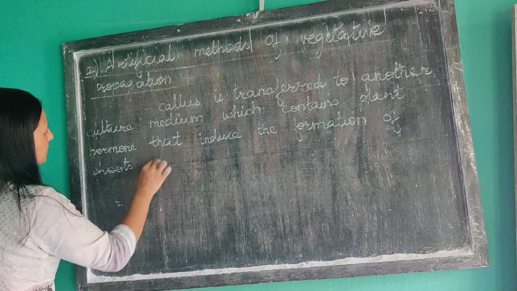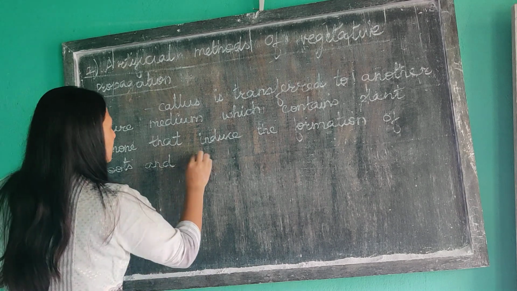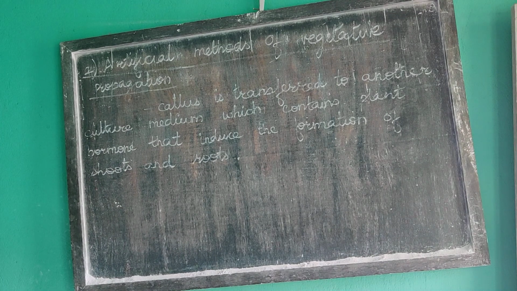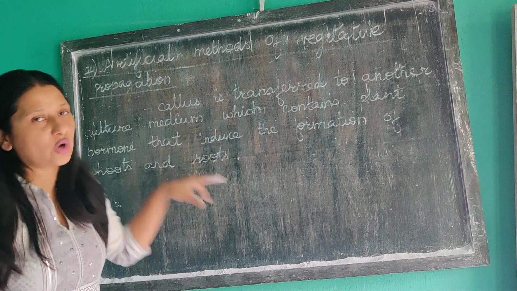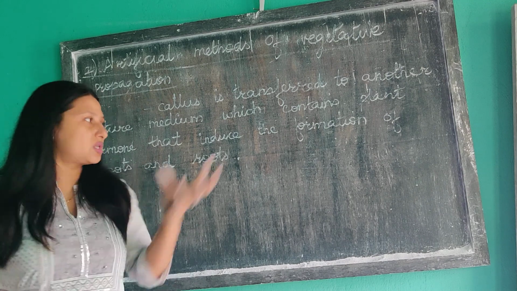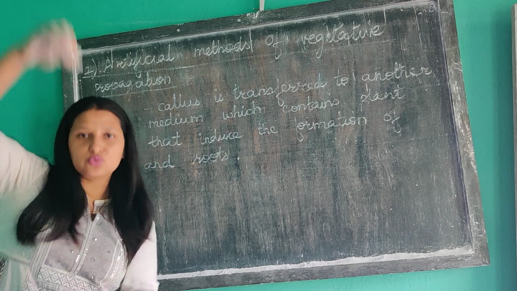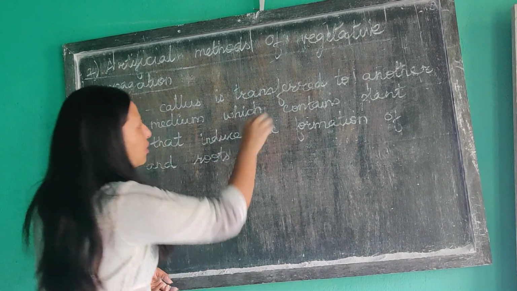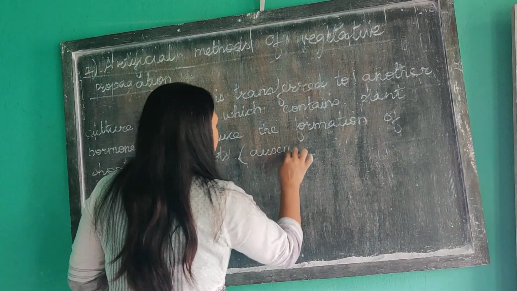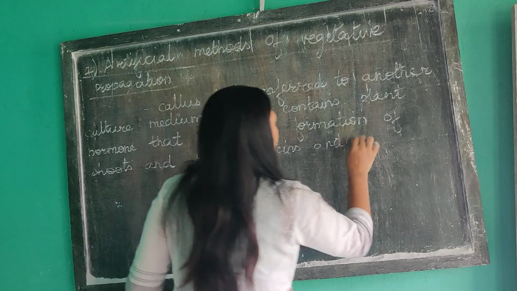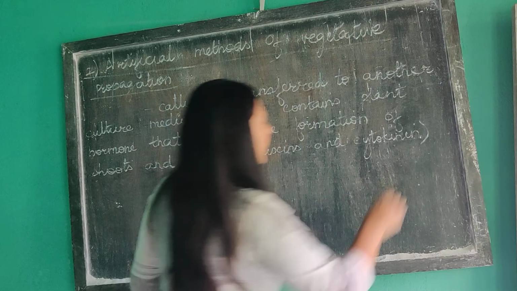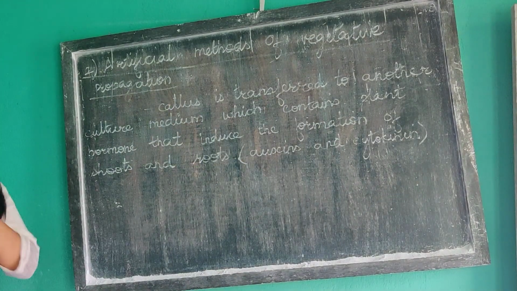Now callus अर्को medium मा, culture medium मा transfer गर्यो. त्यो culture medium मा चाहिँ अब growth hormone पनि add गरेको छ. So growth hormone add गरेपछि त्यो growth hormone ले चाहिँ they induce भनेको they will now promote the formation of roots अनि shoots. Shoots भनेको stem. So which are the hormones that are added in the culture medium? Usually it is auxin and cytokinin. Okay, auxin and cytokinin is added into the culture medium.